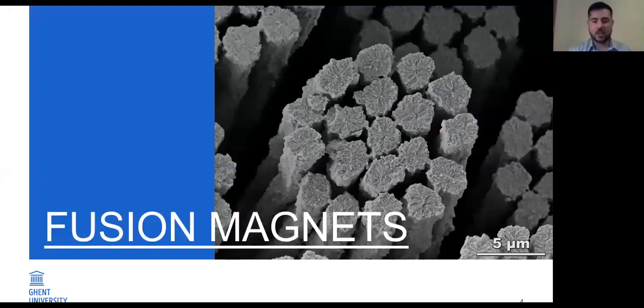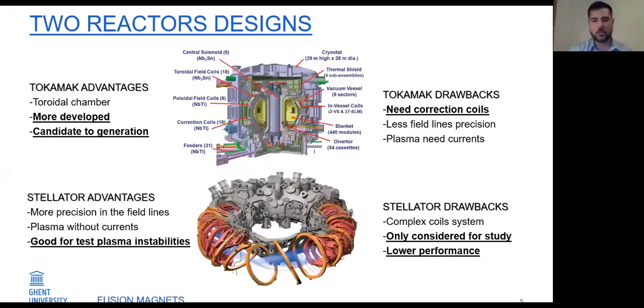The first section is about the fusion magnets. I'm going to introduce you to fusion magnets and why superconductors are used. First of all, I'll talk briefly about the two kinds of reactors that are most popular with magnets. These are the tokamak and the stellarator.